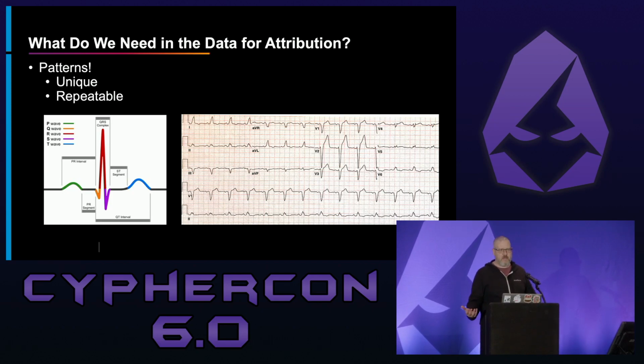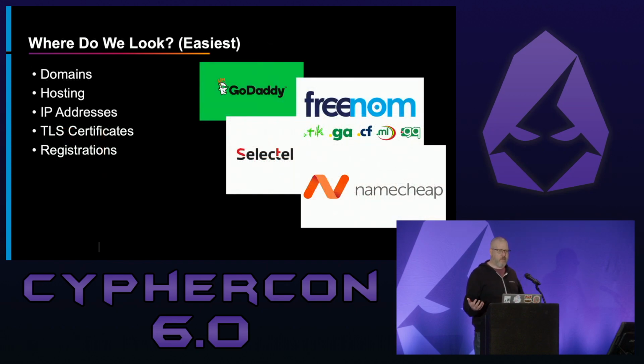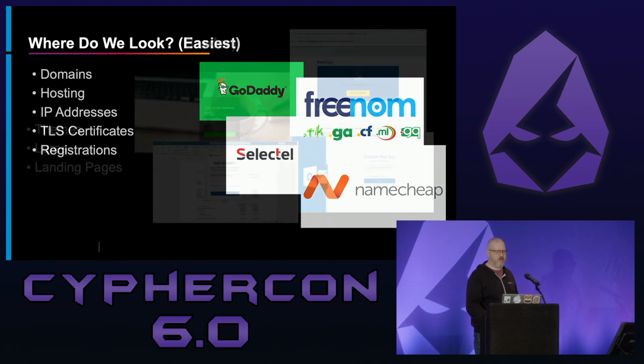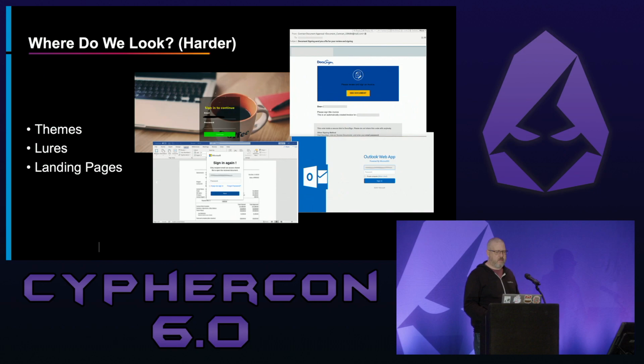So how do you know that's a heart attack? That has its own unique pattern. It's a bad pattern, but it's still there. So what are the things to look for when doing that basic attribution with a little a? The easiest things to look for are patterns in domains, hosting, IP addresses, certificate registrations, things like that. Those are not real good for doing attribution just because of all the shared hosting providers and multi-tenancy IPs and things like that.